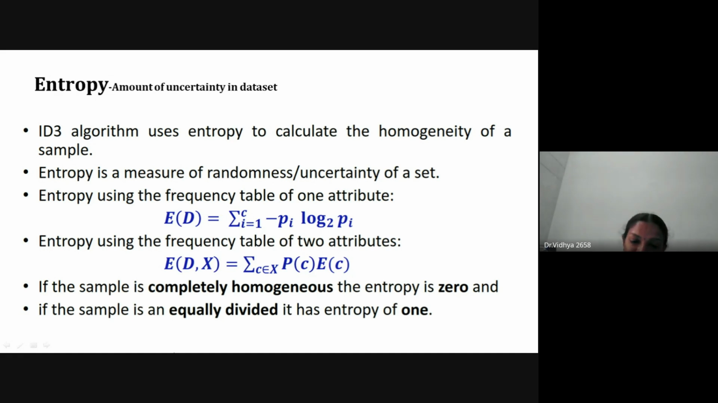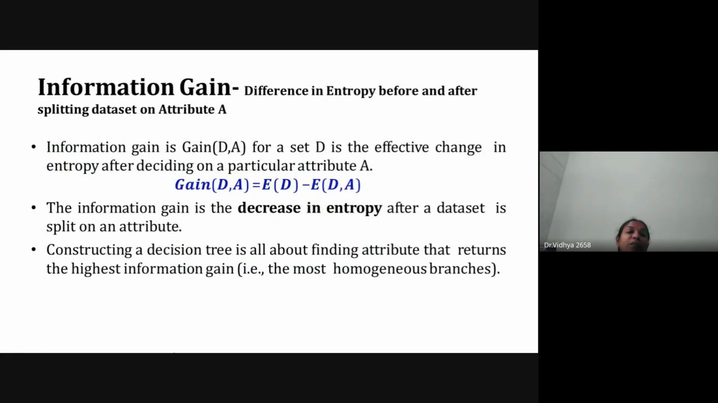If the sample is equally divided, then it has entropy of 1. Otherwise, the entropy value will be 0. Okay. Similarly, we have information gain. The difference in entropy before and after splitting the data set on an attribute A is called the information gain.